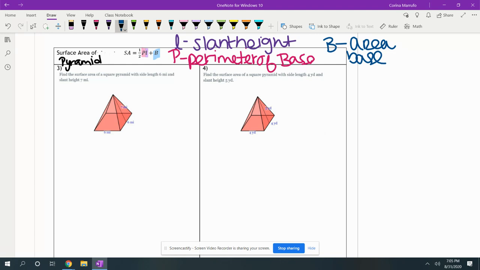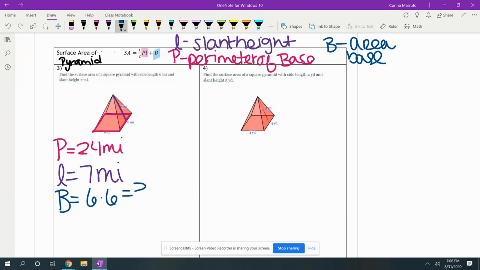All right, so we're gonna go ahead and find all this information starting with P. So P equals, we're gonna find the perimeter of our base. So our base is a square, it's 6 plus 6 plus 6 plus 6, and that gives us 24 miles. Okay, and then from there, we're gonna go ahead and find the slant height, so L. So the slant height is a height that goes slanted like this. It's actually the height of that triangle. And so they tell us that that is 7 miles. And then last is the area of the base, big B. So we do 6 times 6, which gives us 36 miles squared.